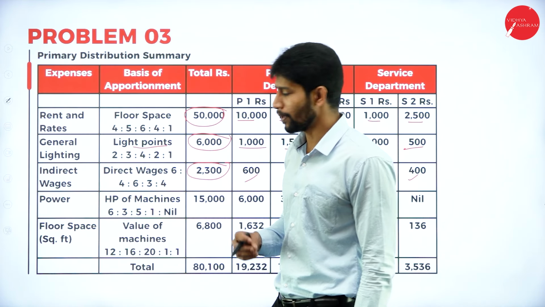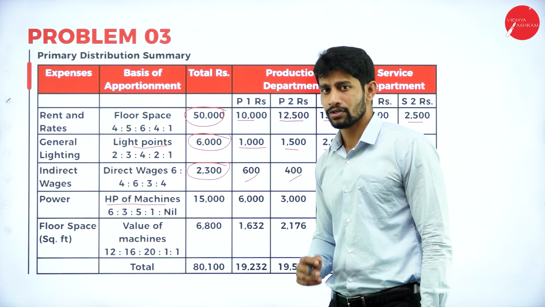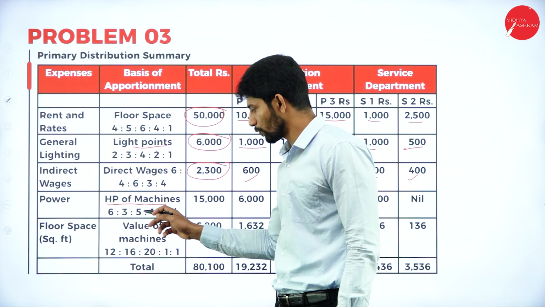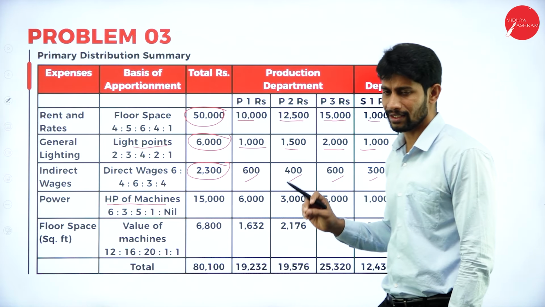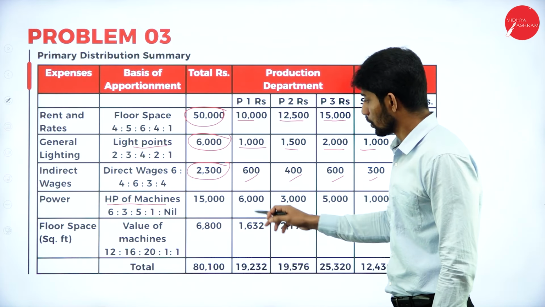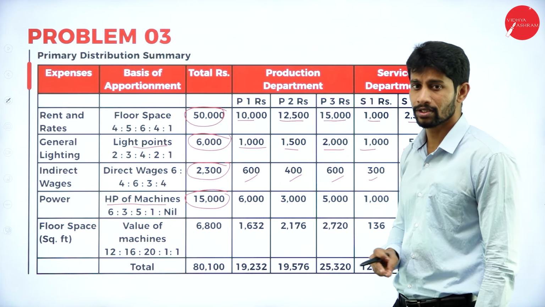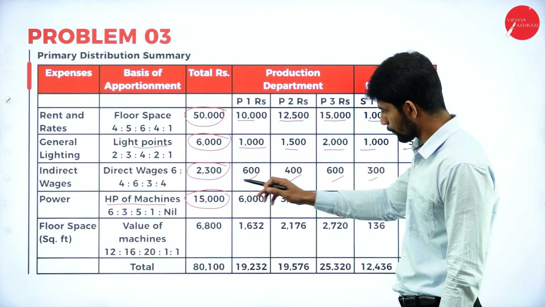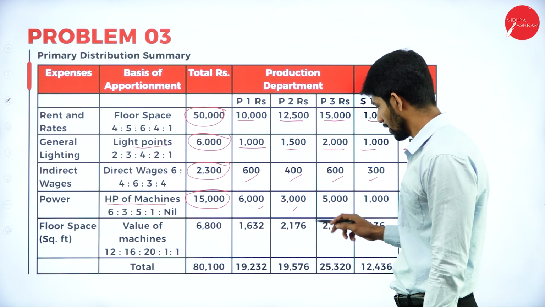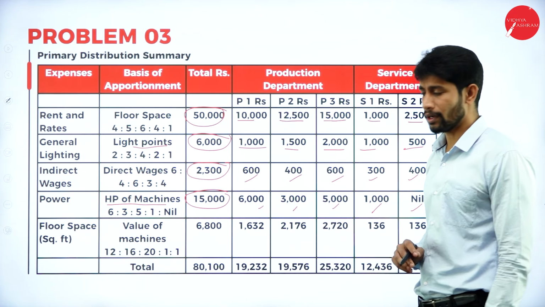Next, power. So how you distribute power? You distribute the power on basis of HP of machine. So based on that, we already find out the ratio. 6:3:5:1:0. That is, for service department 2, no power is used. So total expenditure is 15,000. If you distribute among the departments, so here 6,000, 3,000, 5,000, 1,000, nil. Nil because no power is used.